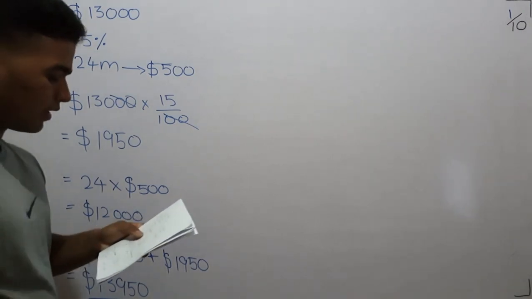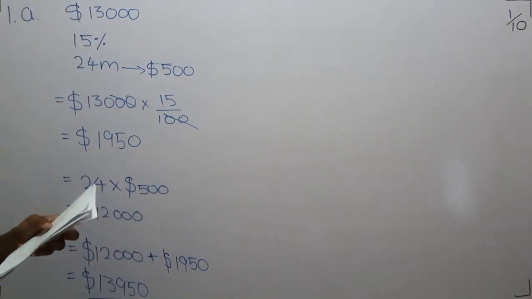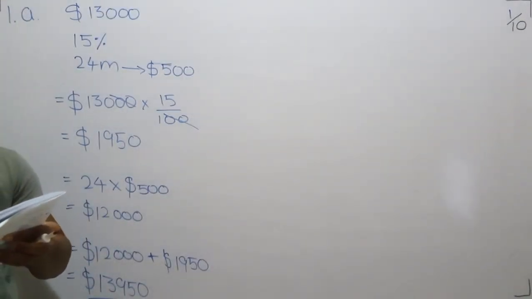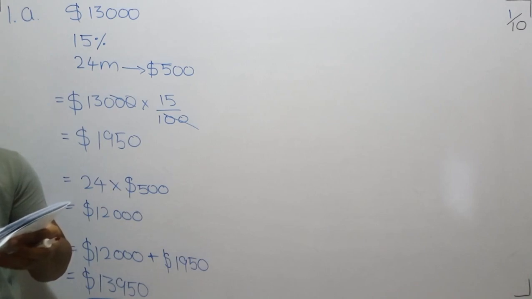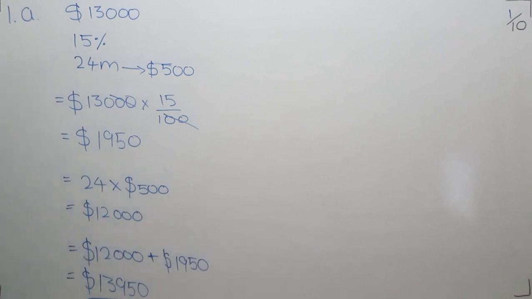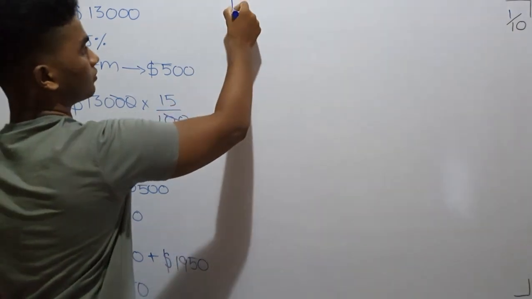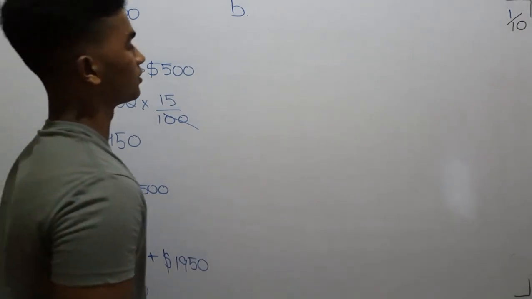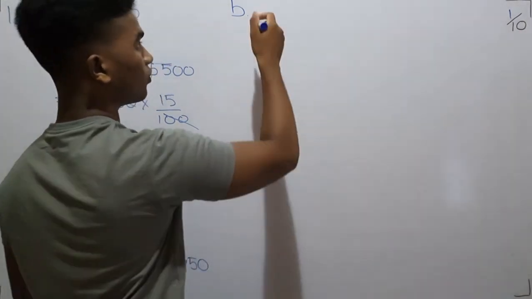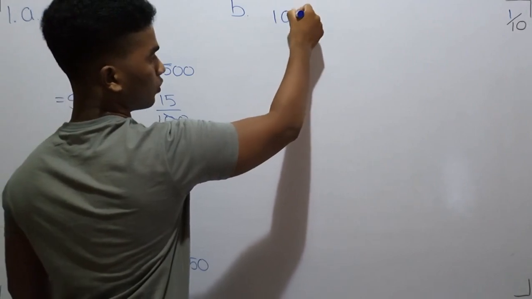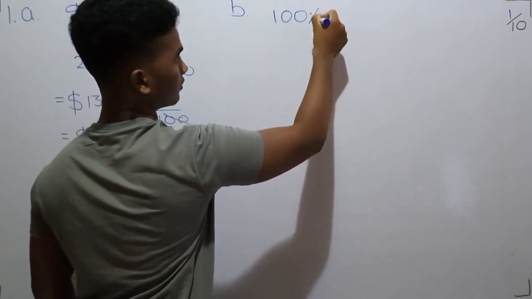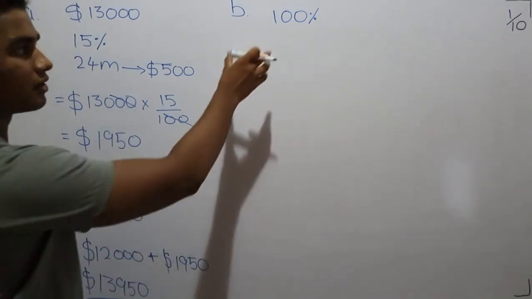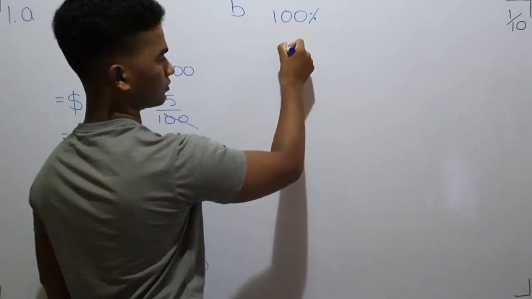Part B. The price of a phone is reduced by 12% in a sale. The sale price of the phone is $286. Calculate the price of the phone before the sale. So, part B. Now, in a sale, the phone is reduced by 12%. So, we'll take the original price of the phone as 100%. But in the sale, it's reduced by 12%. So 100 minus 12 is 88%.